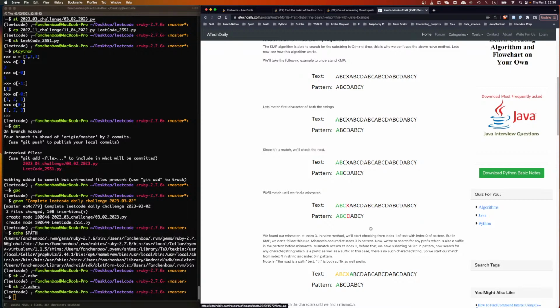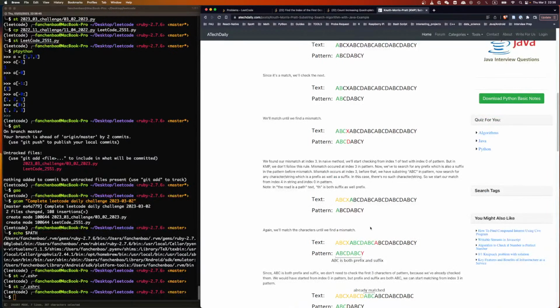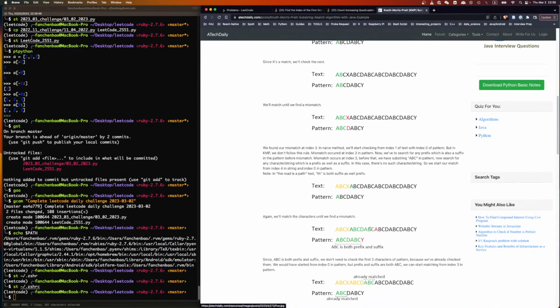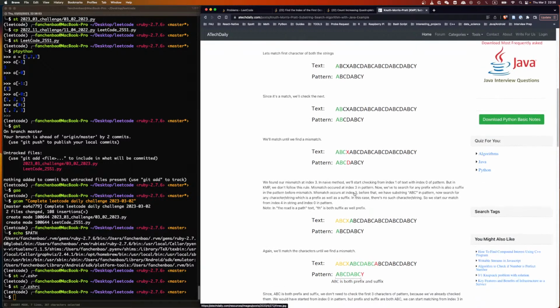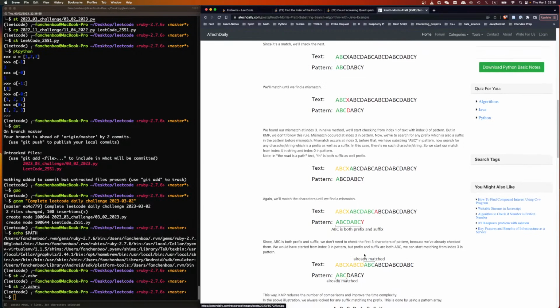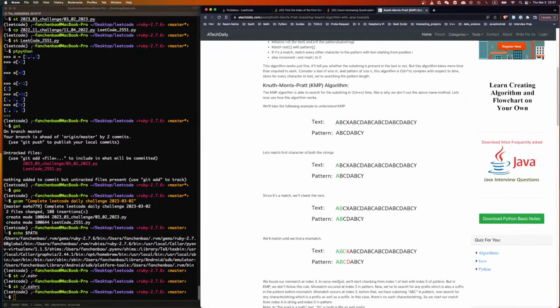Wait, hold on. Oh, it's trying to match the... because this is already matched, so we can start from here to match this immediately. Right? So we want to check if any suffix matches its prefix.